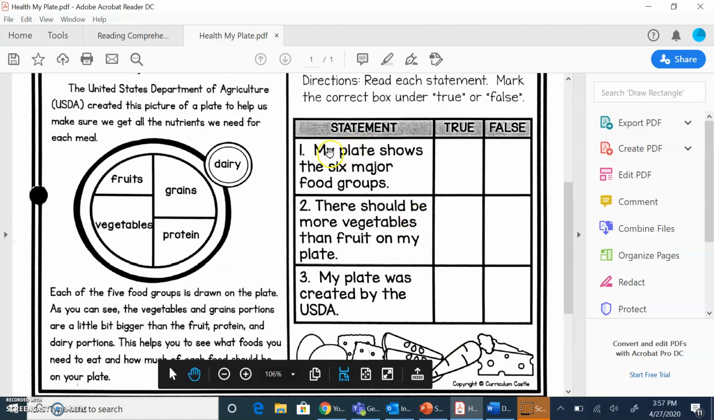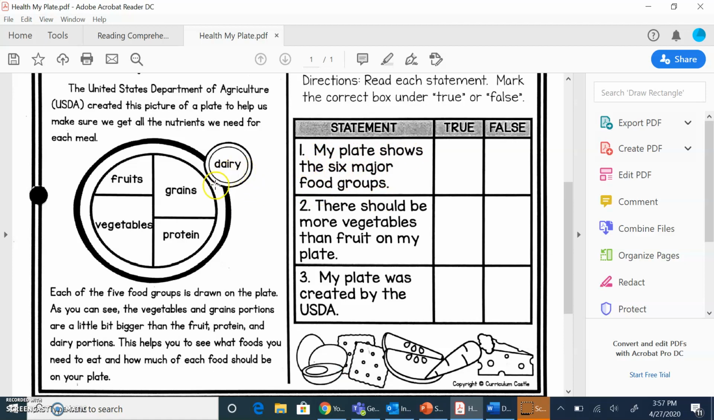I have these in teams, so you don't actually have to do it on this worksheet. So the first one says, my plate shows the 6 major food groups. So I want you to count 1, 2, 3, 4, 5, how many food groups there are, and tell me if that's true or false.